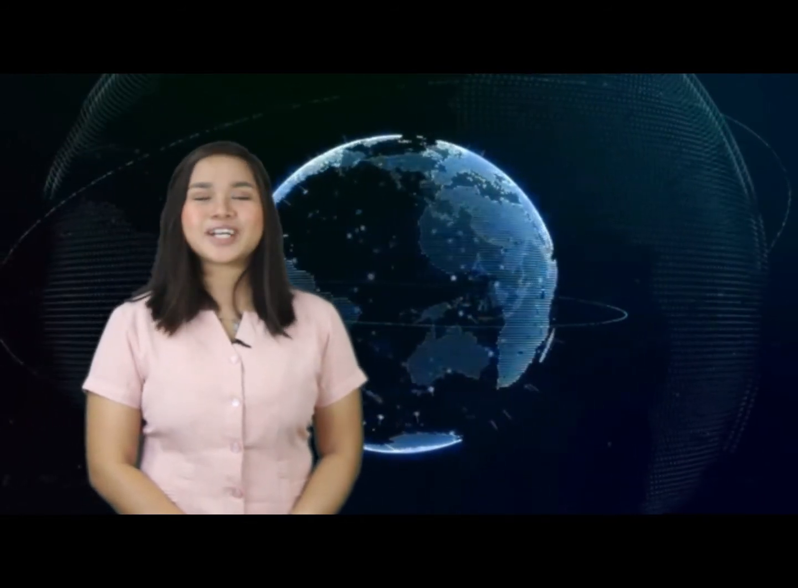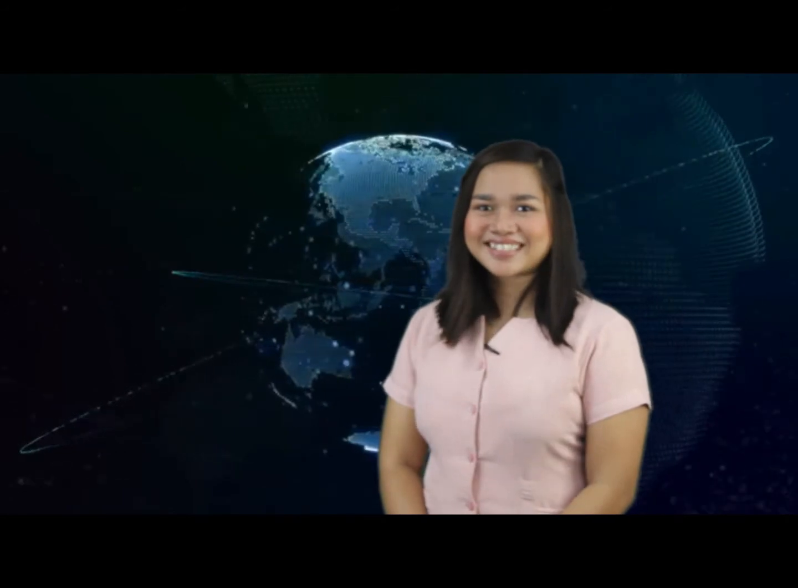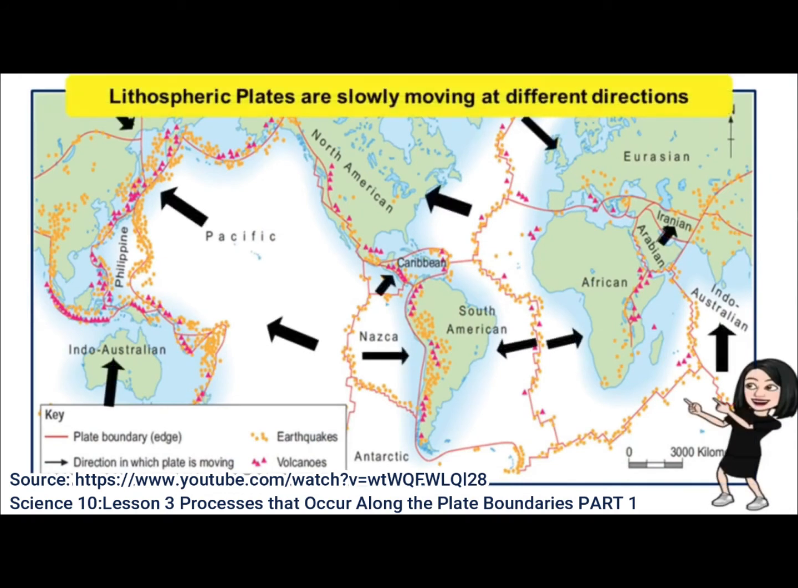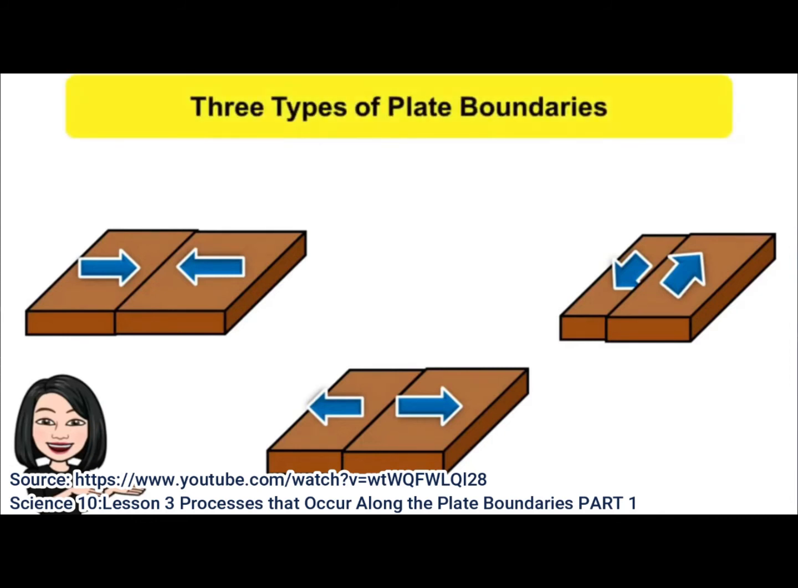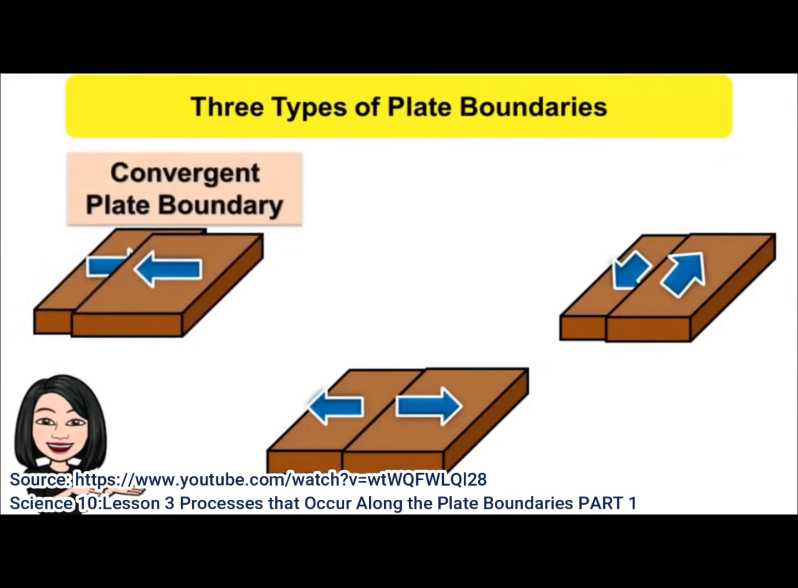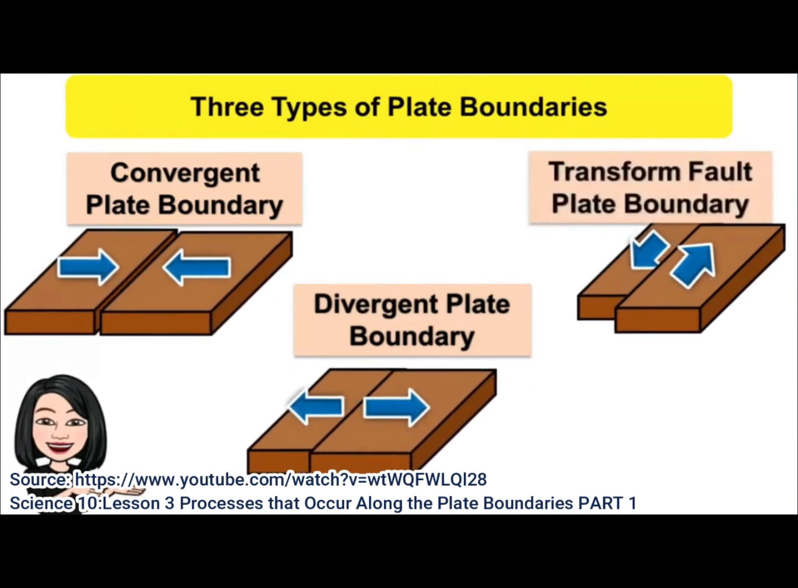Do not worry, because at the end of this lesson, you will be able to learn more. Are you all ready? Let's explore now. Lithospheric plates are slowly moving in different directions. This movement of plates can be classified into three types of plate boundaries, namely convergent plate boundary, divergent plate boundary, and transform fault plate boundary.